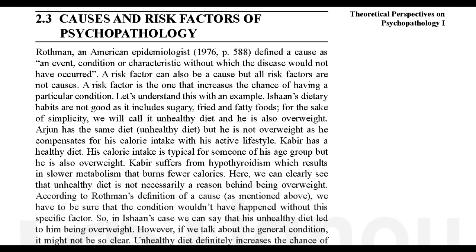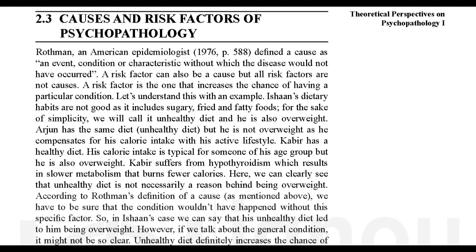Ishan's dietary habits are not good as it includes sugary, fried and fatty foods. For the sake of simplicity, we will call it unhealthy diet, and he is also overweight. Arjun has the same diet, unhealthy diet, but he is not overweight as he compensates for his calorie intake with his active lifestyle. Kabir has a healthy diet. His calorie intake is typical for someone of his age group, but he is also overweight. Kabir suffers from hypothyroidism, which results in slower metabolism that burns fewer calories.